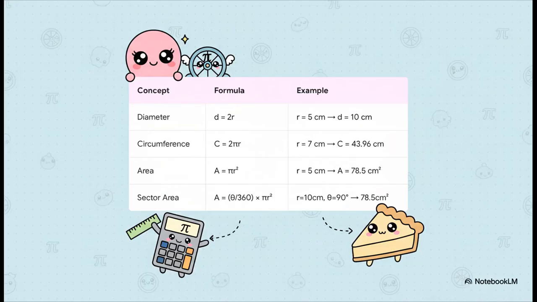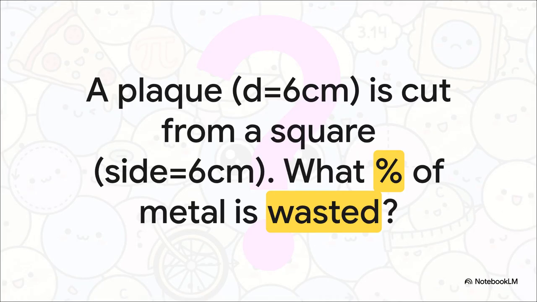And here it is, a final summary of everything we've covered today, all laid out in one convenient table. This is your essential cheat sheet for circles. It's got the diameter-radius relationship, the formulas for circumference and area, and even how to find the area of a sector. Everything you need.